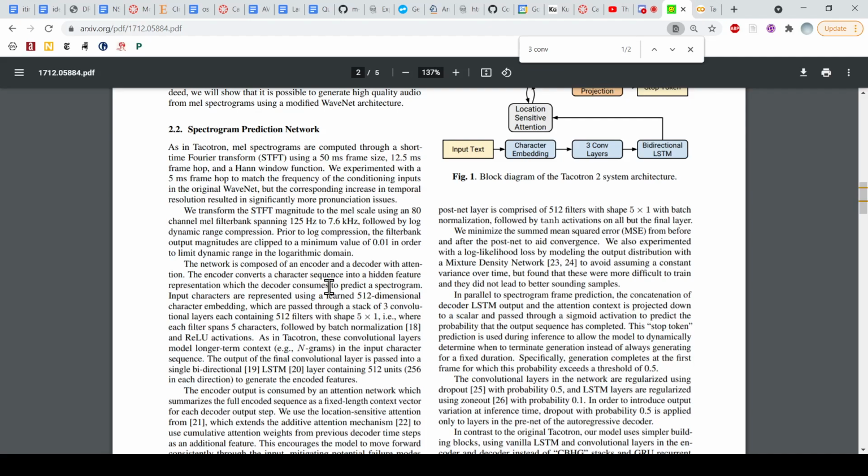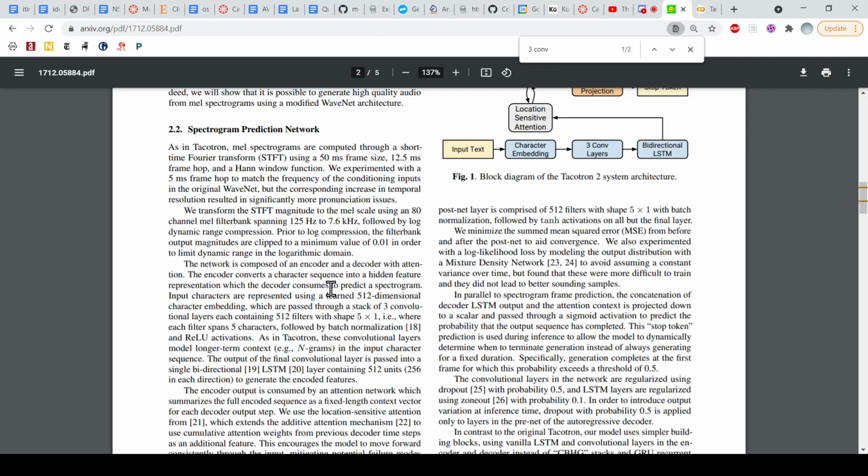So, spectrogram prediction network. The network is composed of, here's the meat that we are probably interested in, an encoder and a decoder with attention. The encoder converts a character sequence into a hidden feature representation, which the decoder consumes to predict a spectrogram.